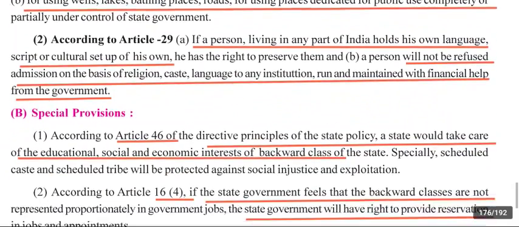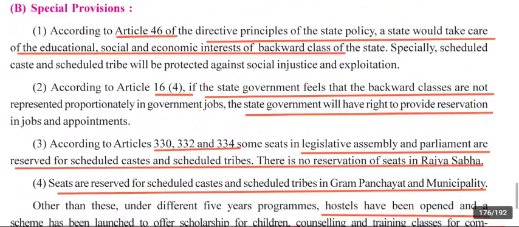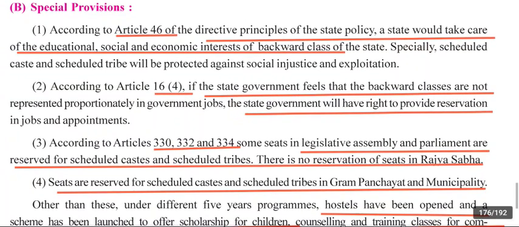Then there are certain special provisions only for scheduled castes and scheduled tribes. According to Article 46 of the Directive Principles of State Policy, a state shall take care of the educational, social, and economic interests of the backward classes. So if there are any backward classes, that is SCs and STs, or even OBCs, other backward classes, in the state, then their educational, social, and economic interests will be taken care of by the state. That is Article 46. Then Article 16(4).